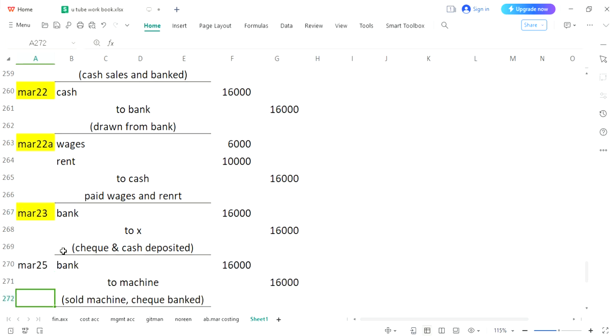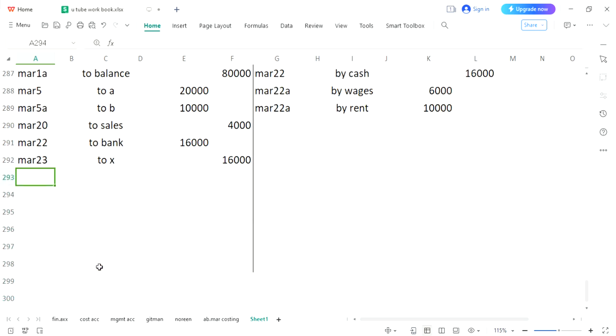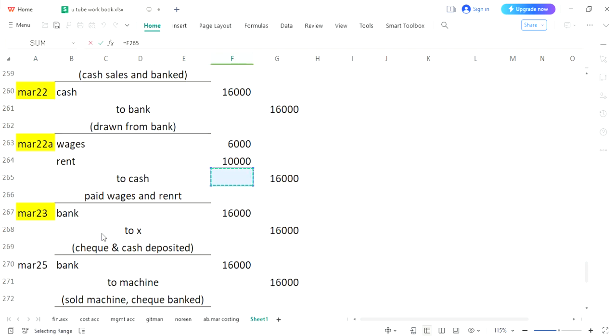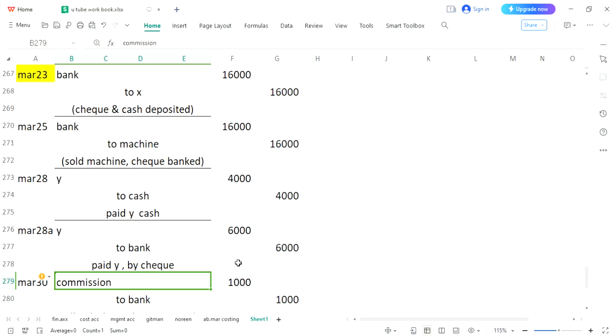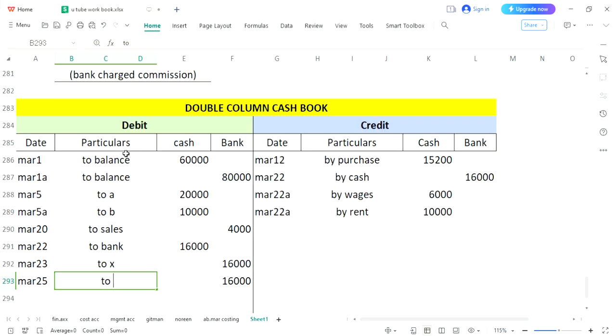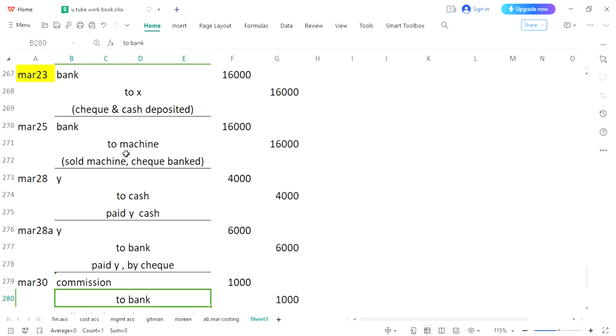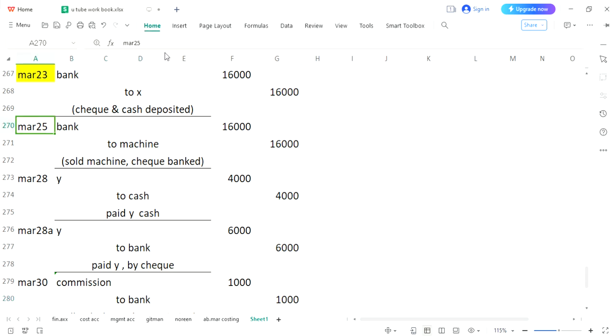After which you can see March 25 again bank is written on debit side, March 25, and bank is debited over here. How much amount? 16,000. So you will put 16,000. It's time to see the reference. Bank was debit. What is written on the opposite side? Look at this, to machine. So you will put to machine over here. March 25th entry is also completed. We are going to mark it.